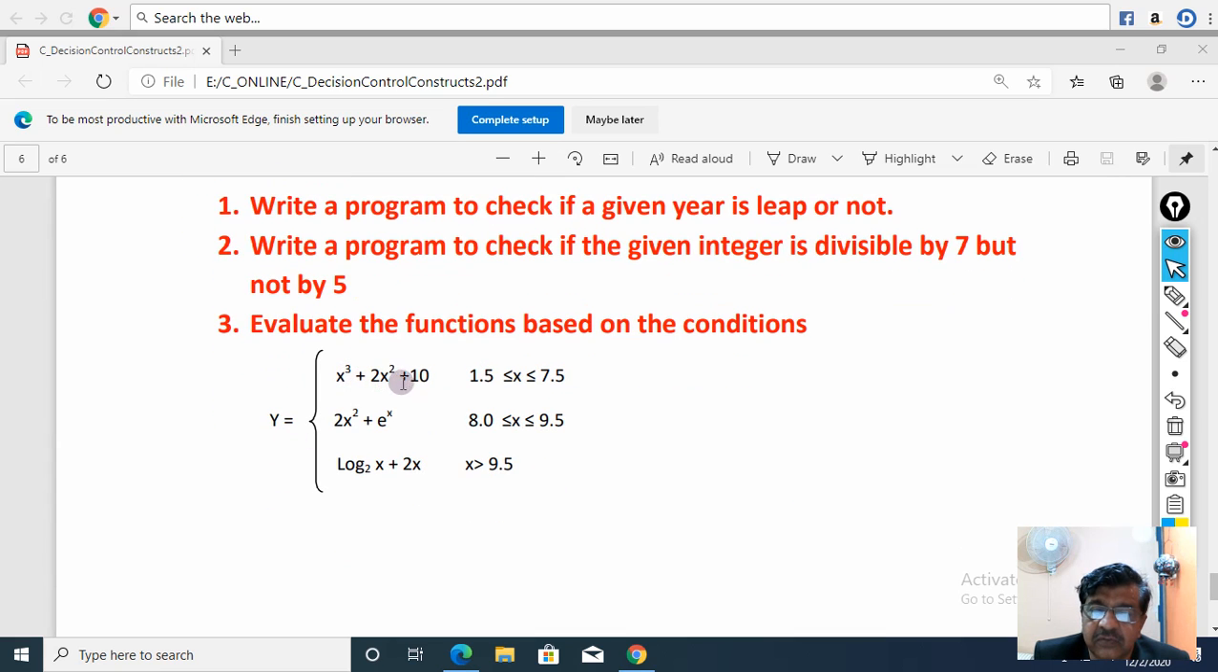y equals x cube plus 2x square plus 10. If x falls between 1.5 and 7.5, it is 2x square plus e to the power of x. In place of e we need to write exp, and we have to include math.h here. For this program we need to include math.h, because the exponential term is coming and the logarithmic function is also coming. Log 2x plus 2x, and we can write it as ln, to represent log base 2. Okay, x is greater than 9.5.